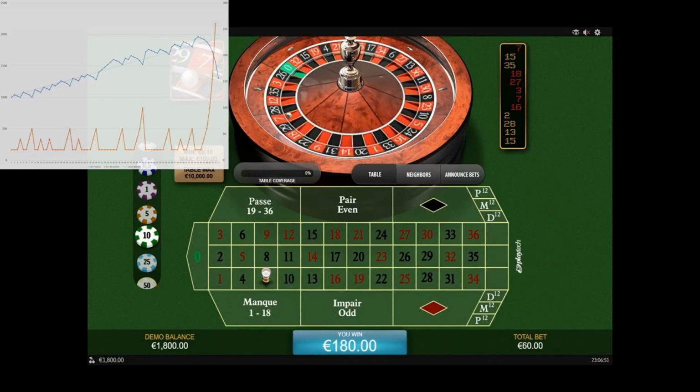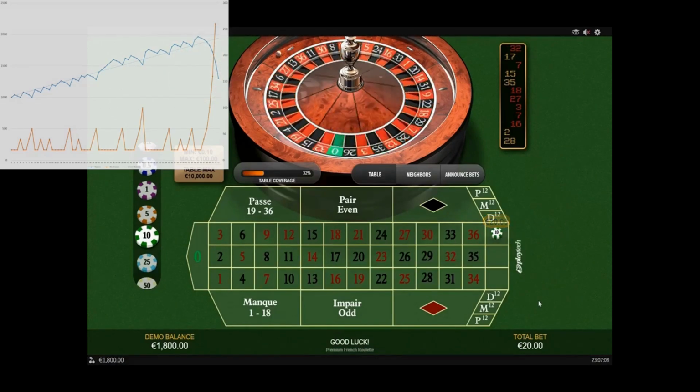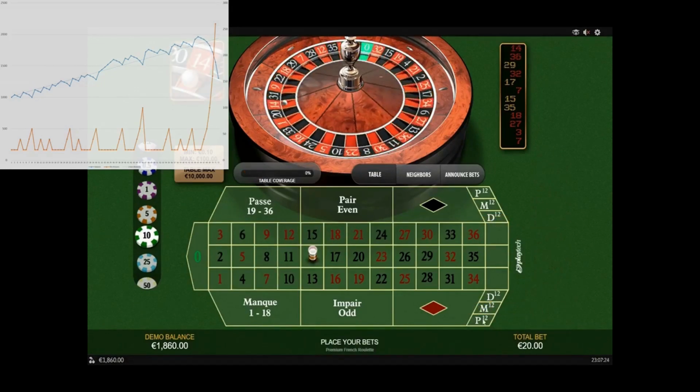Despite this setback, we still closed the session at $1,300, marking a solid 30% gain. This was largely due to our strong balance growth in the earlier spins.